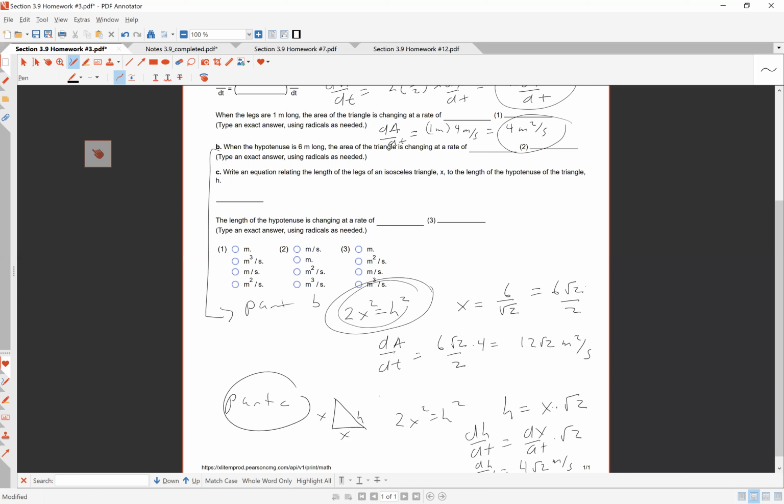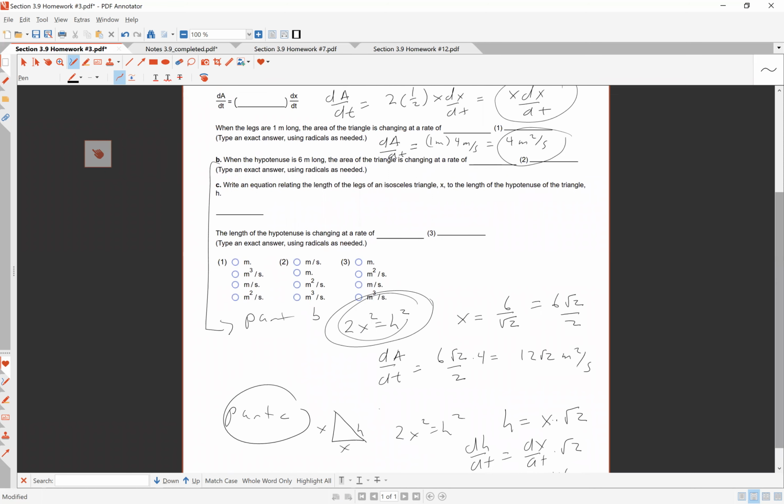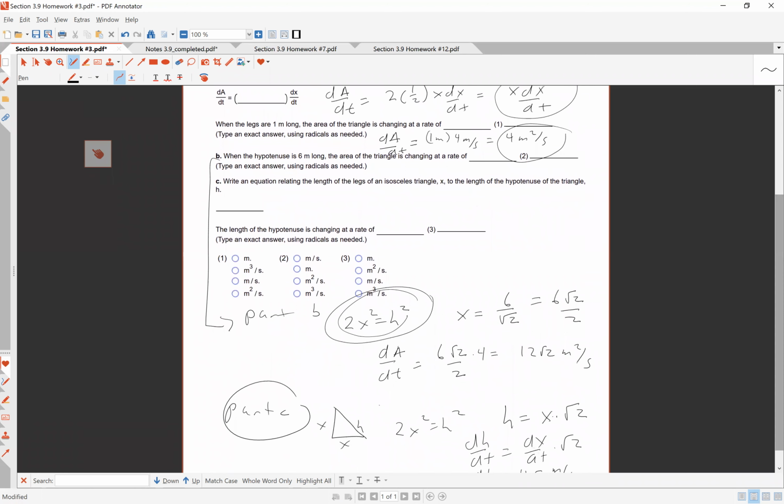Again, we're trying to solve for dA/dt when the hypotenuse is 6. The length of one of the sides is x equals 6 square root of 2 over 2. We use the formula from part A: dA/dt is x times dx/dt. When the hypotenuse is 6, the legs are 6 square root of 2 over 2, and the rate of change of one of the legs is 4 meters per second. You plug that in and you get 12 square root of 2 meters squared per second.